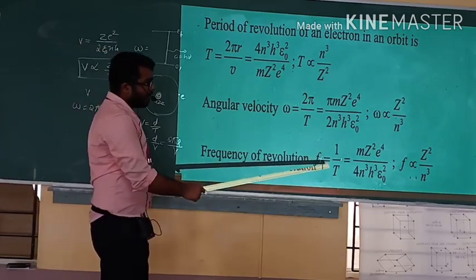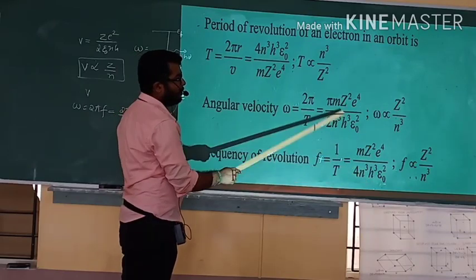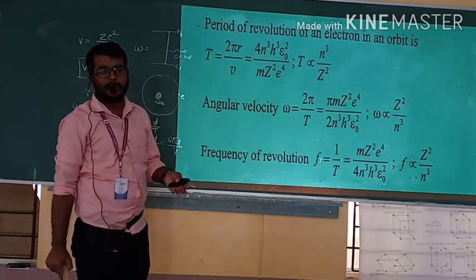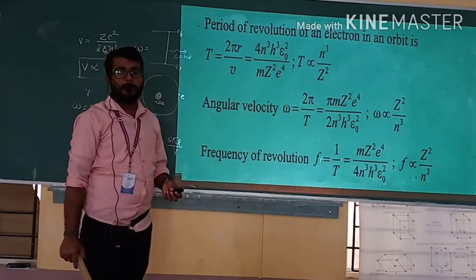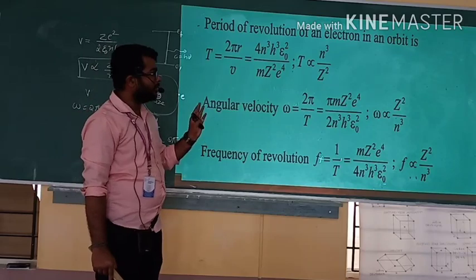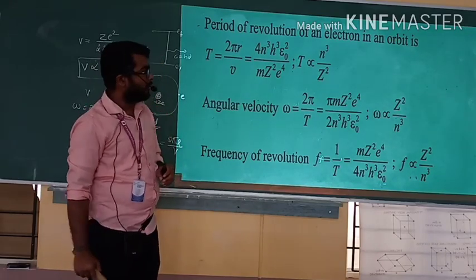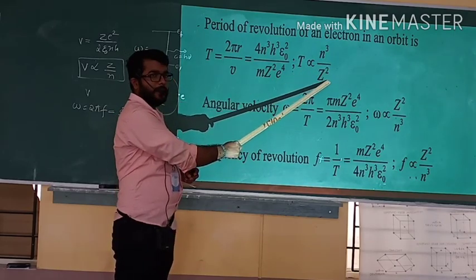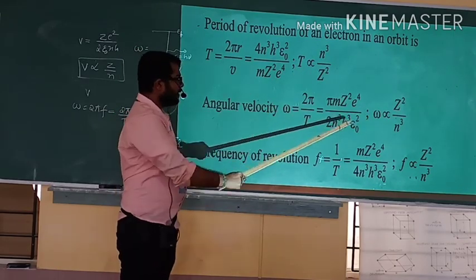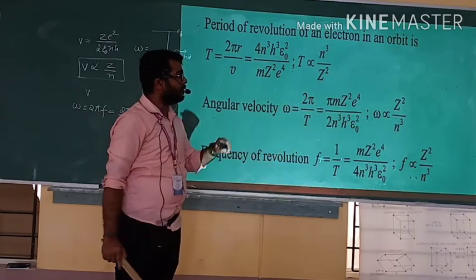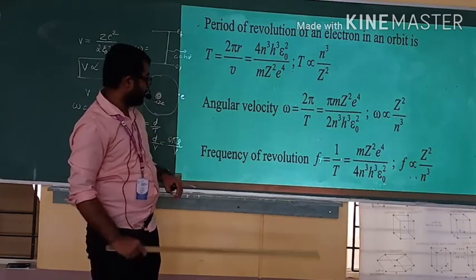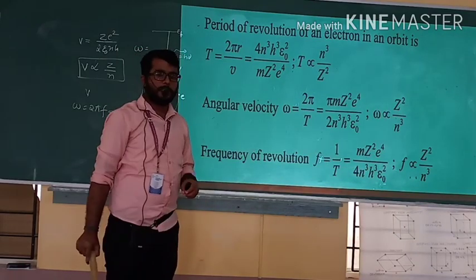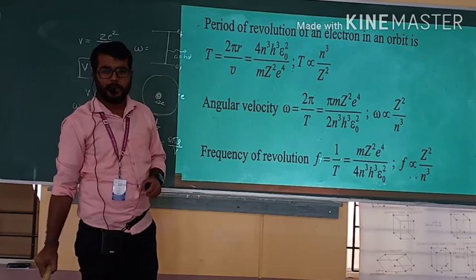Okay, no need of remembering all this stuff. You need to remember only the final result, directly whether it is proportional to the square or the cube or only the numerical. Here t is proportional to n cube divided by z square. Here angular velocity omega is proportional to z square divided by n cube. Frequency f is 1 divided by t, so f is proportional to z square divided by n cube.